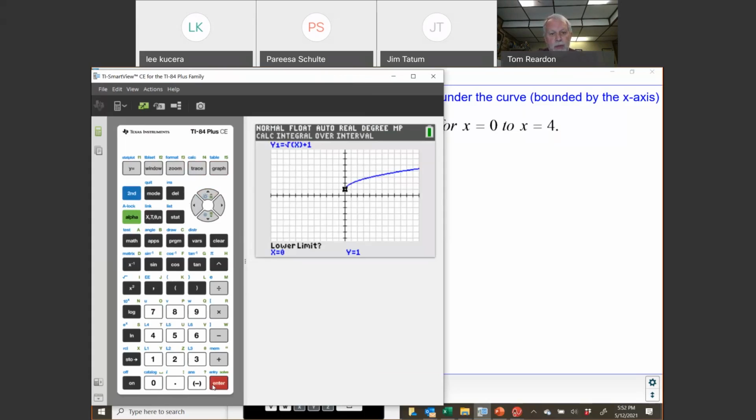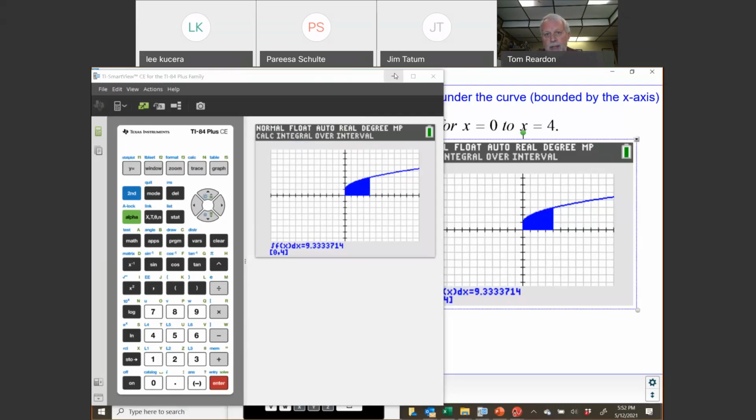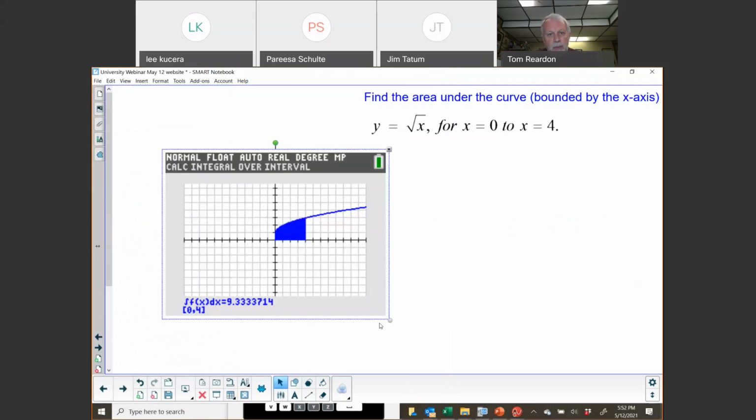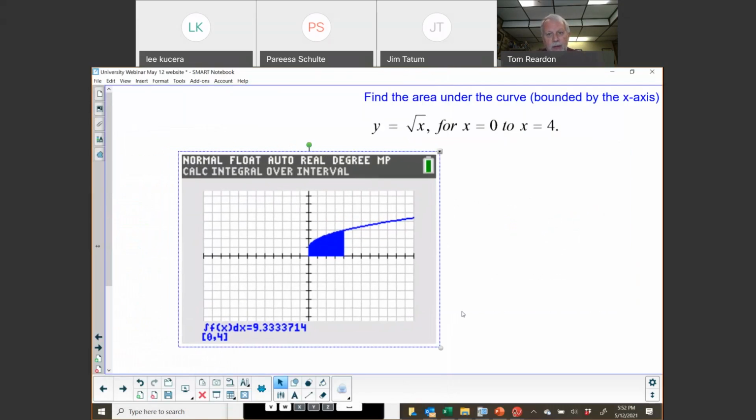So I'll choose that. And it's asking for the lower limit. So I'm going to type in the lower limit, 0, enter. It's asking for the upper limit. I'll type in 4 for the upper limit, enter. And it colors it in very nicely, and it gives me the approximation as a decimal to find the area under the curve.